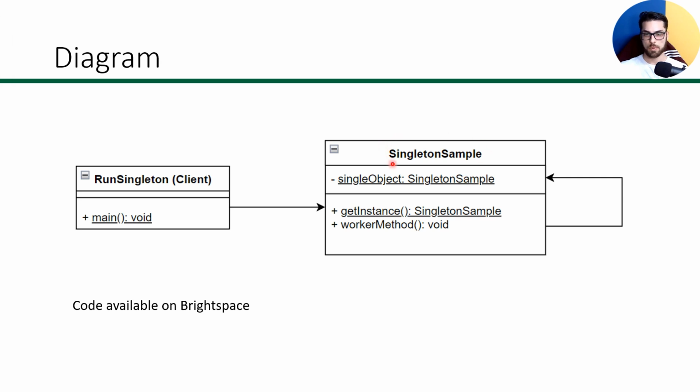Look at the type of that class. So that's the same type of the class. This is the referencing of itself. Notice that it's also static. The private constructor here is omitted. We're going to see it in the code. And here you have the getInstance method that returns the instance of Singleton sample. And you, of course, can have any other methods within that class.